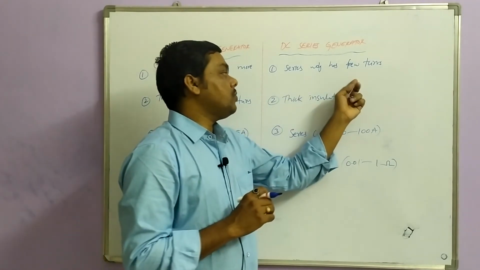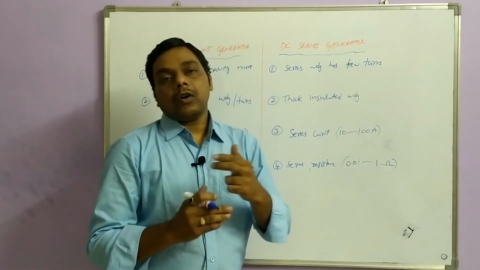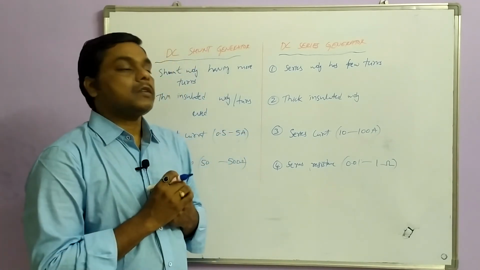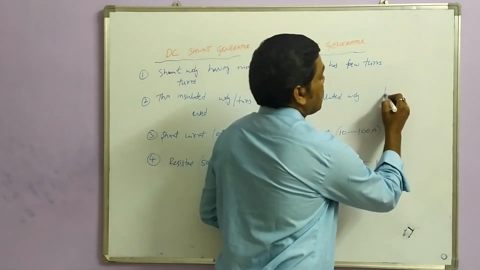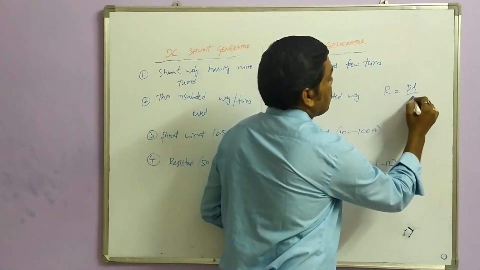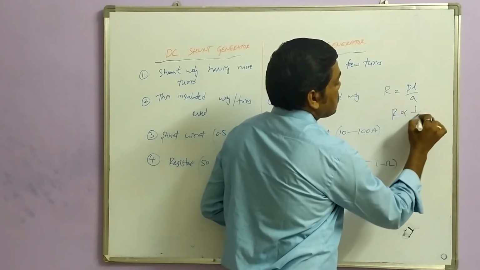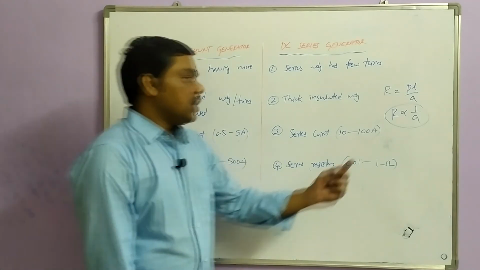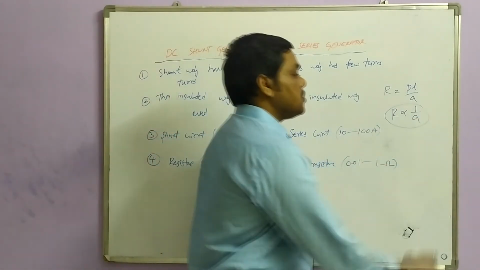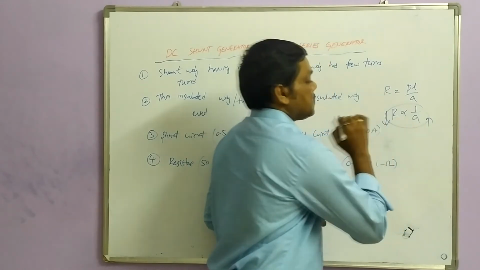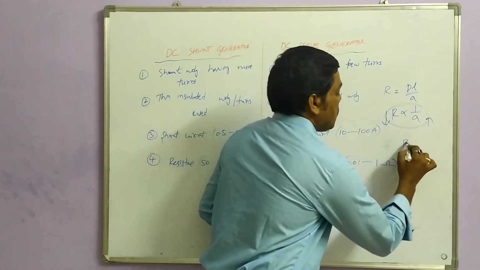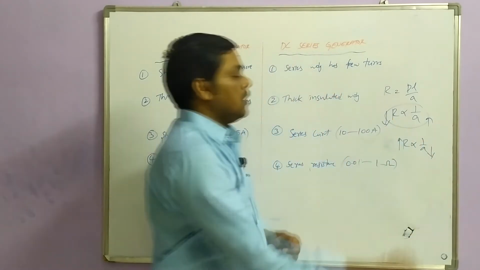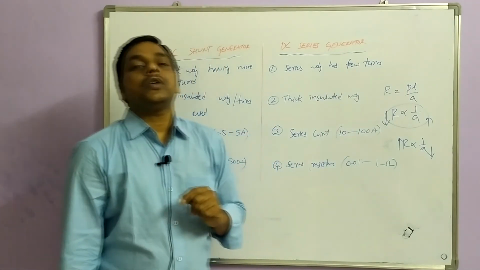Whereas in thick insulated winding, we are using a large cross sectional area. Since the turns are very few, it occupies a large cross sectional area. We have the cross sectional area and resistance relation. So what is that? Resistance R is equal to rho L by A, so R is inversely proportional to cross sectional area. If you increase the cross sectional area, resistance is going to decrease. Whereas R is proportional to 1 by A, so if the cross sectional area decreases, the resistance is going to increase.